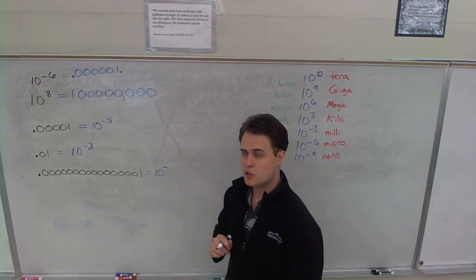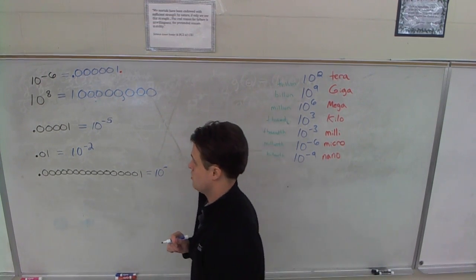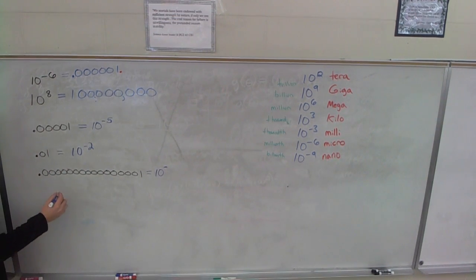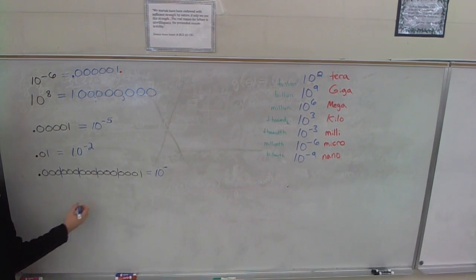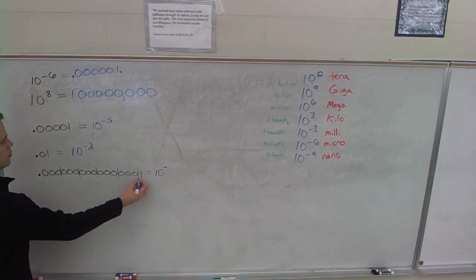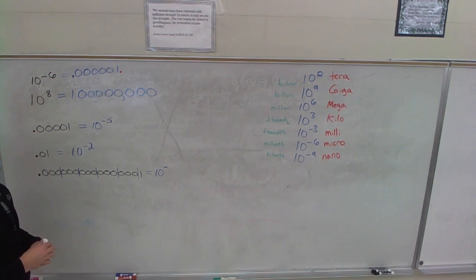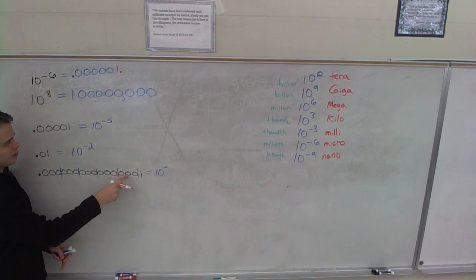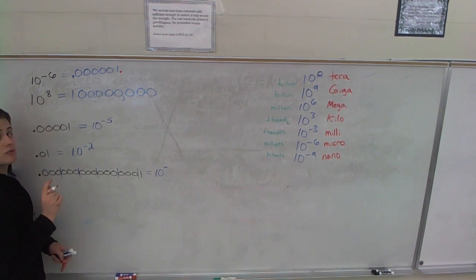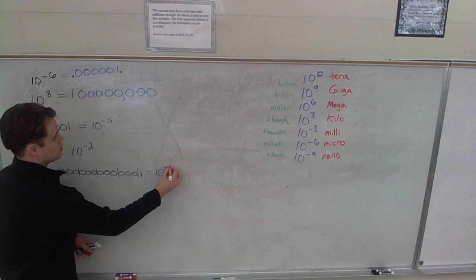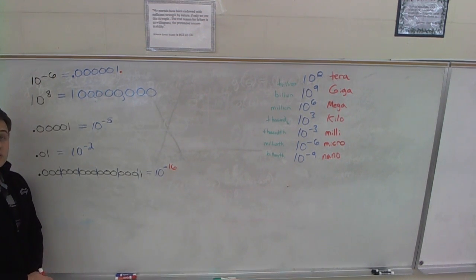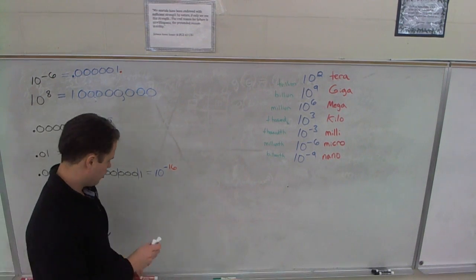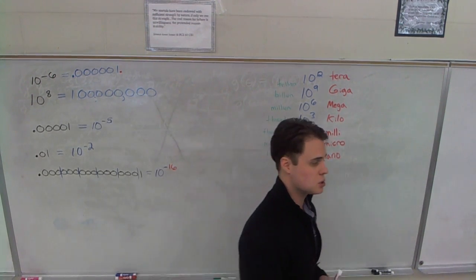If you've got a lot of zeros, my advice is this: group them in threes. Here's what I mean. It's really hard to count those zeros and not skip one or something like that. So group them in threes, and it makes it so much easier. So 3, 6, 9, 12, 15. So I've got 15 zeros, so that means this should be negative 16th power of 10. Okay? Let's look at the full-blown version of scientific notation now.